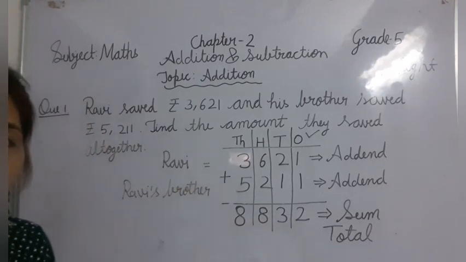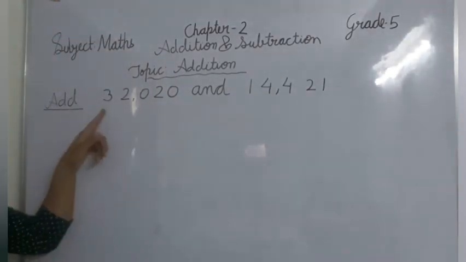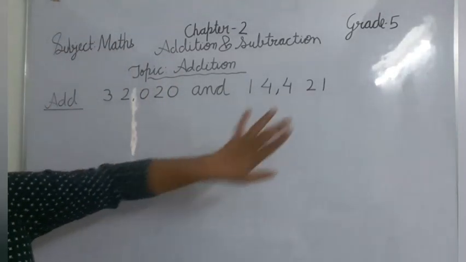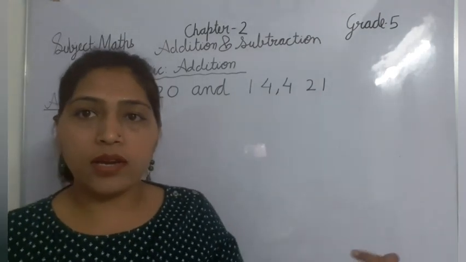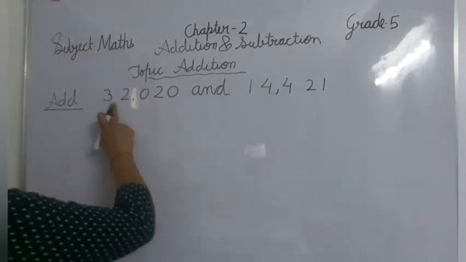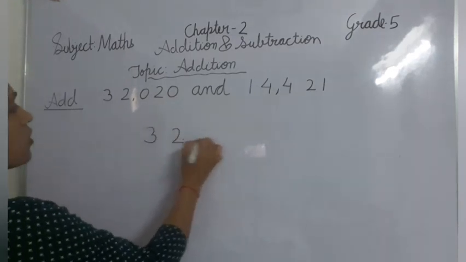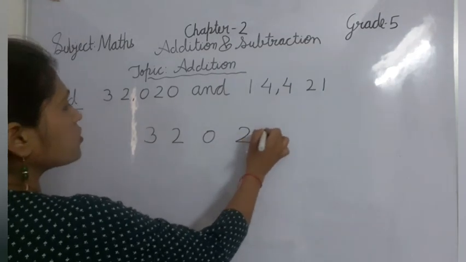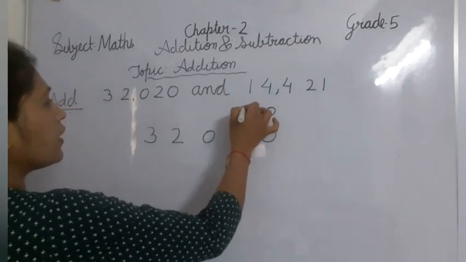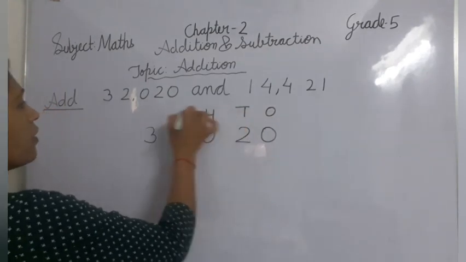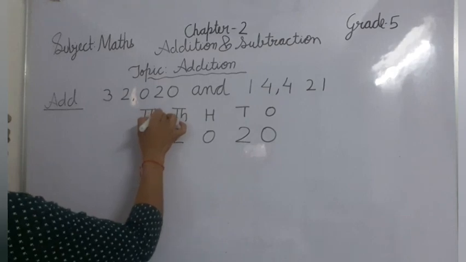So let's take another example of addition. Here we have to add this and this. What is the first thing we have to do? We have to write it column-wise. So I am taking the first number here, 32,020. So just mention their places: ones, tens, hundreds, thousands and ten thousands.